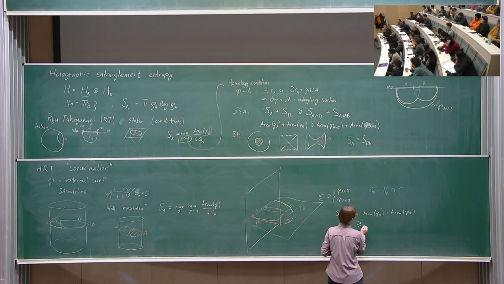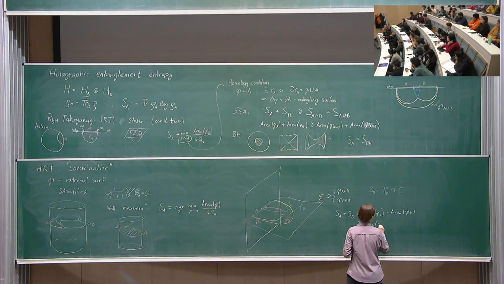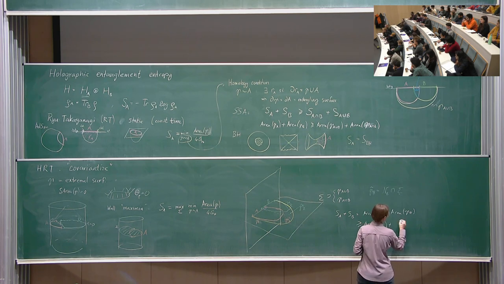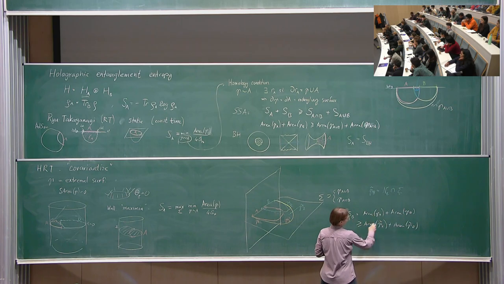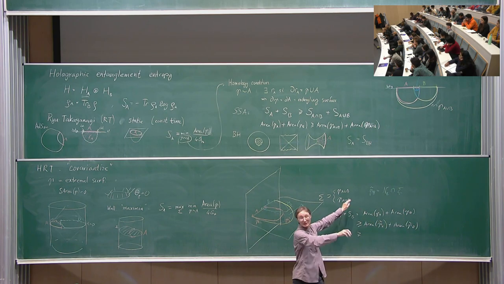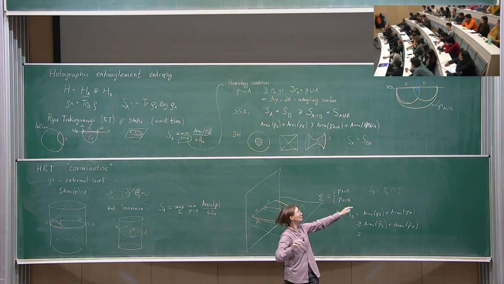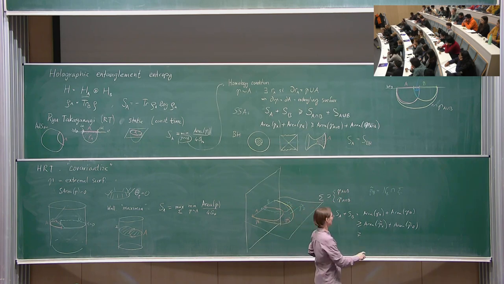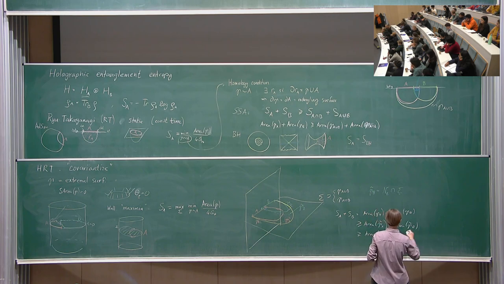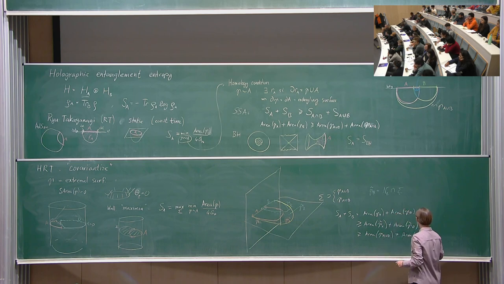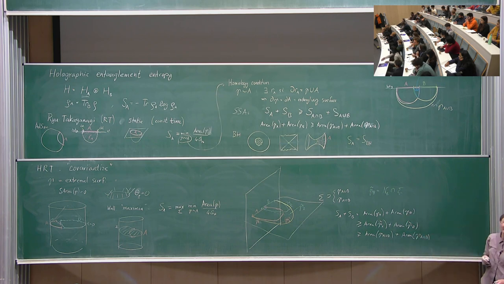So that means this is greater or equal to the area of gamma A tilde plus the other one, gamma B tilde. And now we're all on the same surface in this Riemannian geometry, and we can use the previous argument up there to say that this is greater than the areas of the intersection and union extremal surfaces. And we're done, because this is indeed the right-hand side of the SSA.